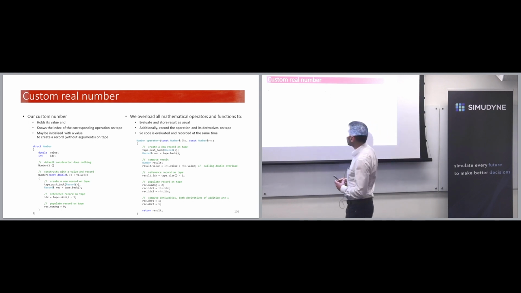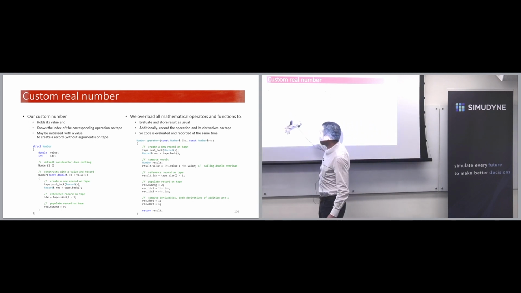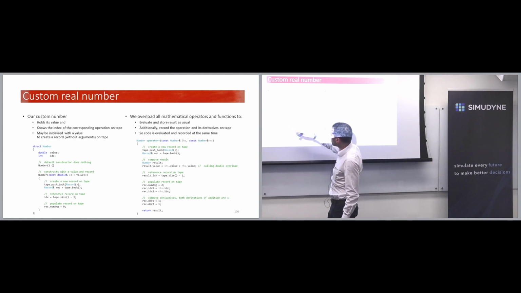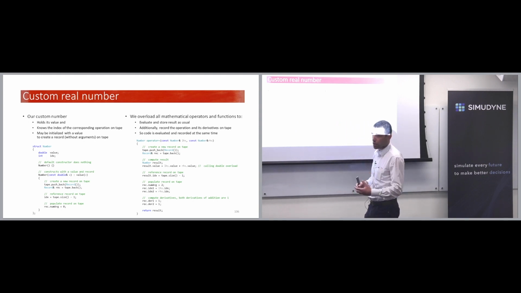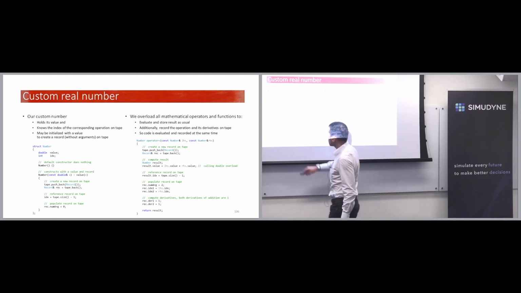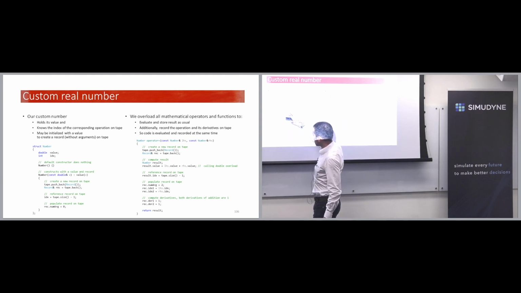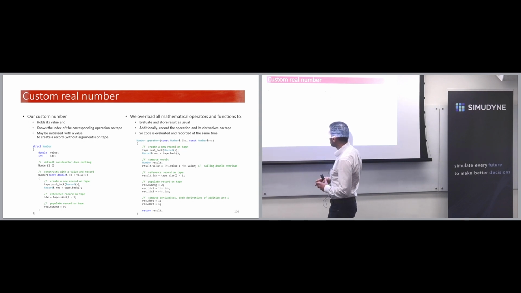Okay, and it's something that we need to code so that we can initialize it with a value, with a real number, in order to create a record without arguments on tape, so that the initial values are also records on tape. Okay, so here it goes. So a number, its data members, it will know its value, and it will know where it's located on tape. We have a default constructor that does nothing, so that we can store it in vectors and so forth. That's a technicality. And we have a constructor with a value.